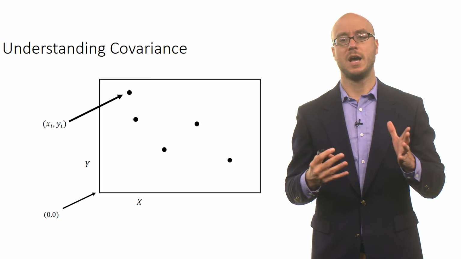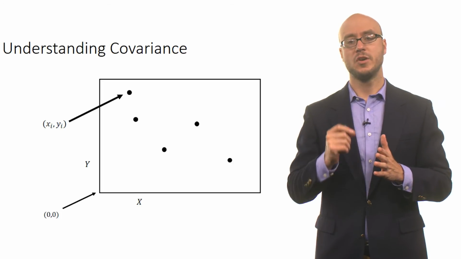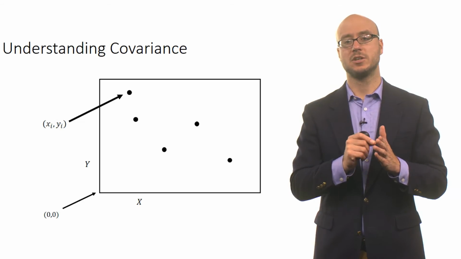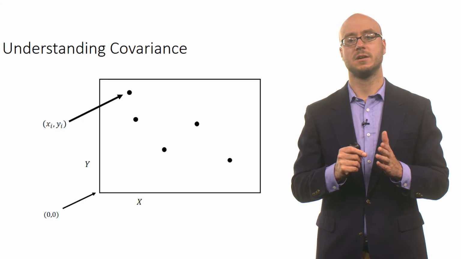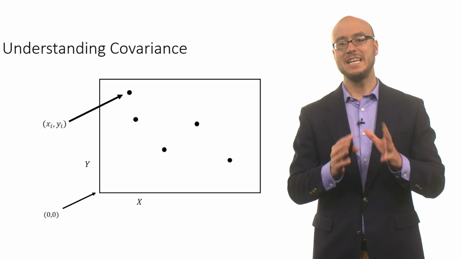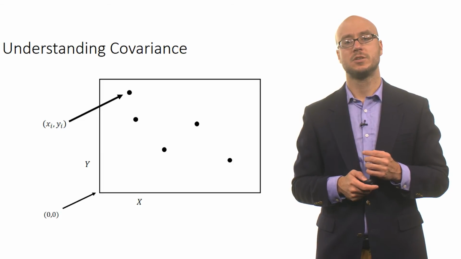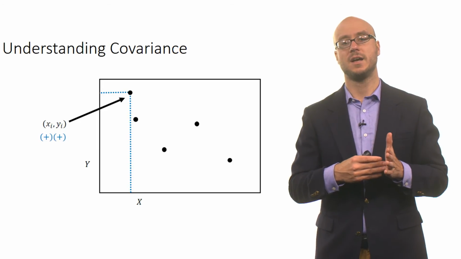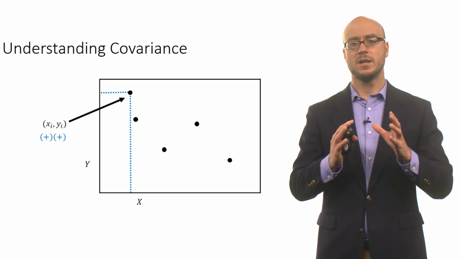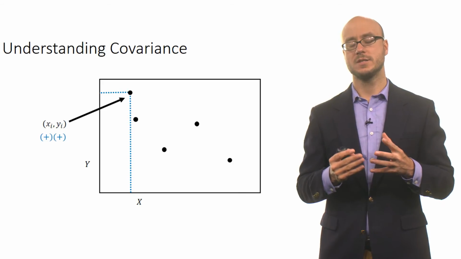Here is the scatter plot of our data. You can see we have an x-axis and a y-axis. The origin is in the lower left-hand corner. So x goes from 0 to positive values, and likewise for the y-axis. So we can locate each point in our data set based on its relationship to the origin. We might say this point has a positive value of x and a positive value of y.